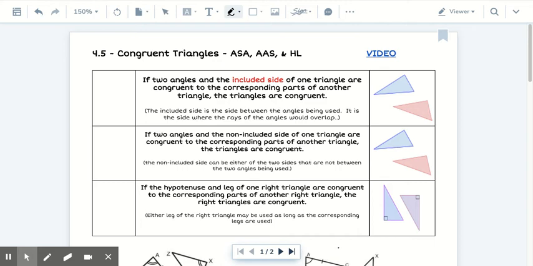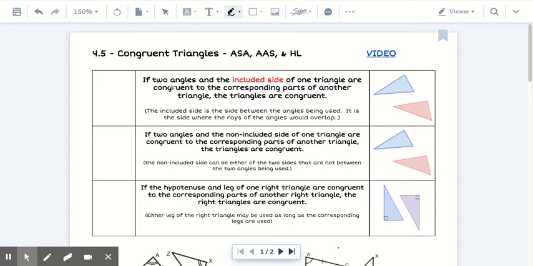We are continuing to explore congruent triangles and the theorems that we can use to prove that two triangles are congruent. So we have three additional ones today. We have angle, side, angle; angle, angle, side; and hypotenuse leg.